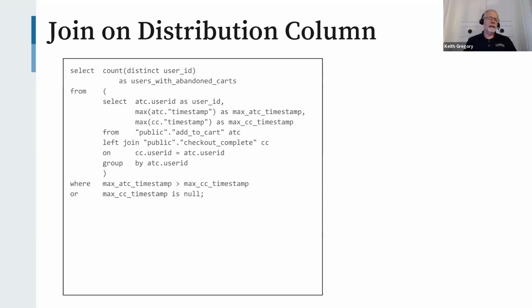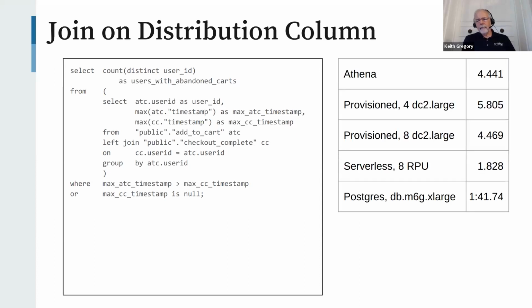And the idea here is a user adds something to their cart but never checks out. We want to identify them. So we're looking for cases where either they added to cart after the last time they checked out, for people who have bought from us before, or where they've never checked out, people who came to us the first time, added to the cart, never checked out. A pretty reasonable analysis query for your e-commerce site.